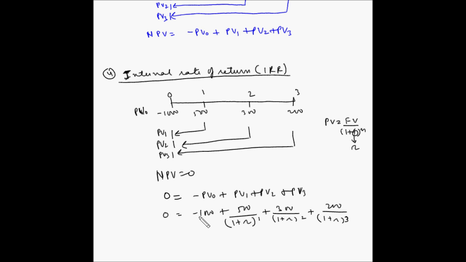Now the same thing can also be written as 1000 is equal to this portion here. What this means is the present value of the cash outflows is equal to the present value of the cash inflows at IRR. So this is the rate of return which the project's cash inflows are giving. If this rate of return is more than the cost of capital, or in other words, more than, let's say, the interest that we have to pay for borrowing the money to fund this project, then the project should be accepted.